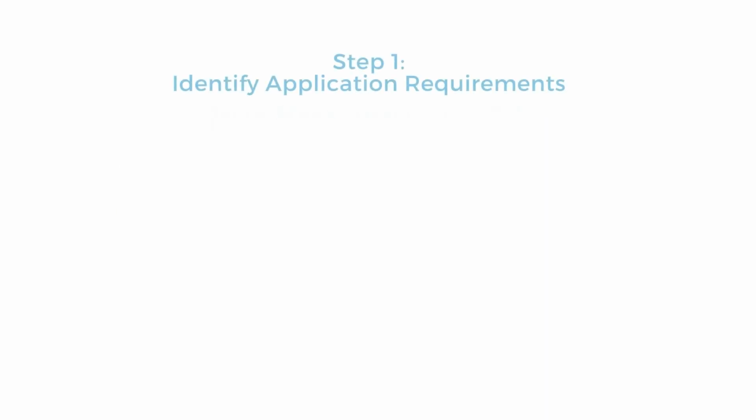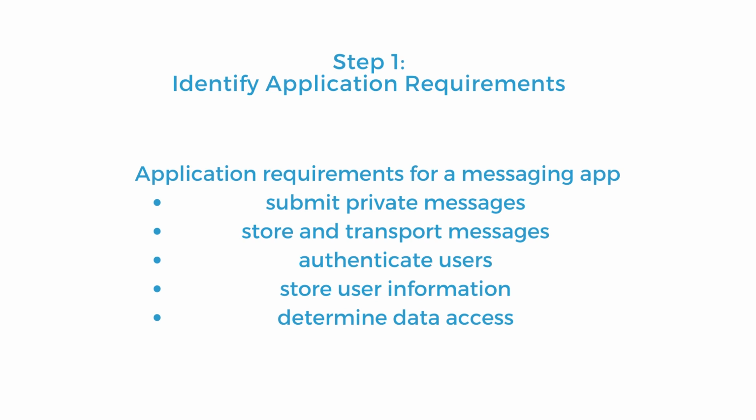So let's analyze the requirements of your program. So let's say that you're building a messenger app. What are your application's requirements? This is a messaging app. So you'll need a way for users to submit private messages and a way to store and transport these private messages. You'll also need a way to authenticate users and store users' personal information like email addresses and friends lists. You'll also need a way to determine which users are able to access which messages, as well as who is allowed to send messages to whom.